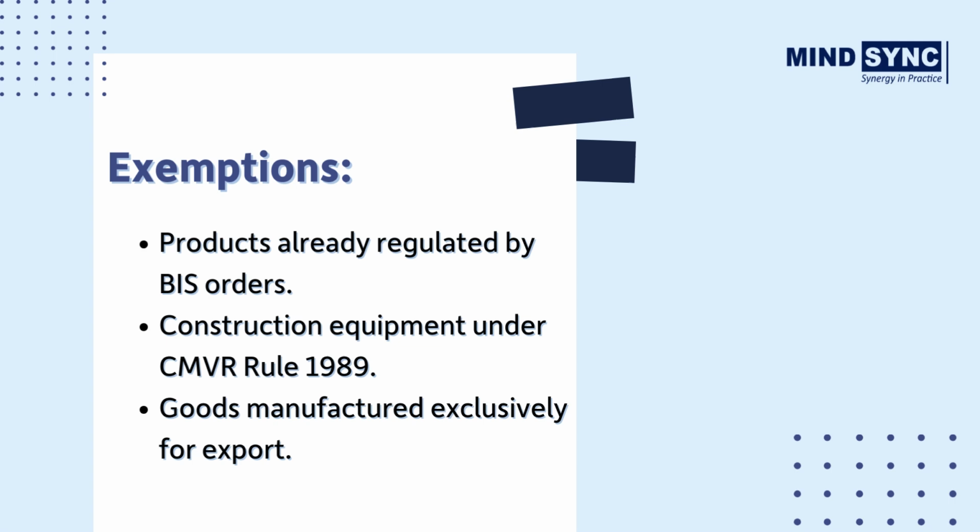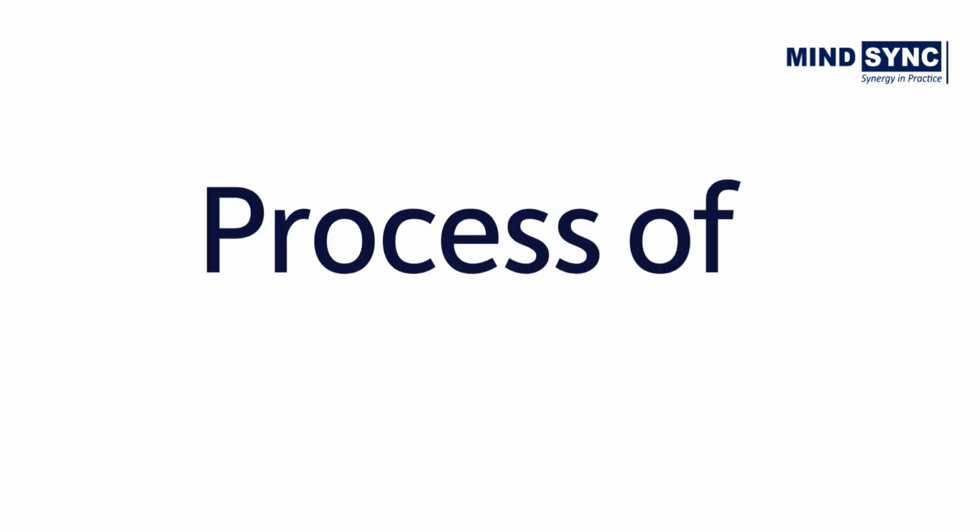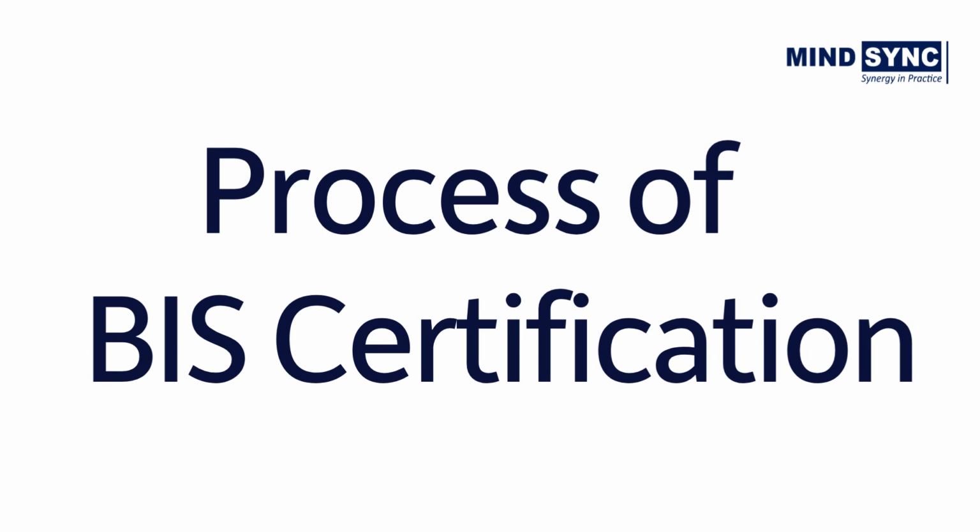Now let's look at some exemptions. Exemptions: products already regulated by BIS orders, or construction equipment which are already under CMVR Rule 1989, or goods manufactured exclusively for export. Let's go through the process of obtaining a BIS license under this order.